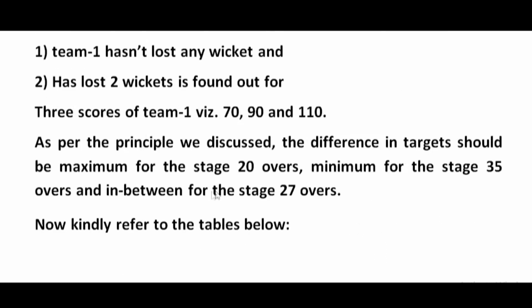So, as per the principle we discussed, the difference in targets should be maximum for the 20-overs stage and minimum for 35 overs, and for 27 overs it should be in between, because if the team loses 2 wickets by 20 overs, it will have a considerable effect. But if the team loses 2 wickets by only 35 overs, it will not have much effect, and if it is by 27 overs, it will be in between. Okay, with this idea in mind, now let us go to the table.